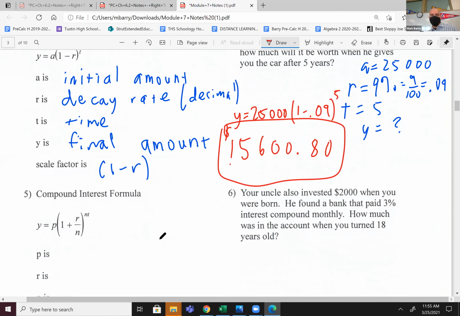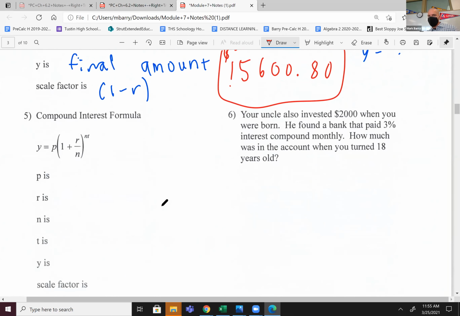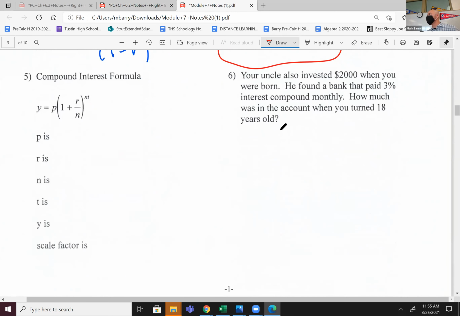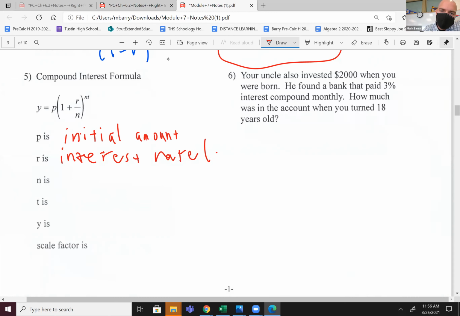All right. Next one is compound interest formula. So this one's always having to do with money. So it's a little bit more complicated than the one we were doing earlier. So let's go through it. P is actually still the initial amount. R is the interest rate. And you guessed it, it's going to be a decimal.